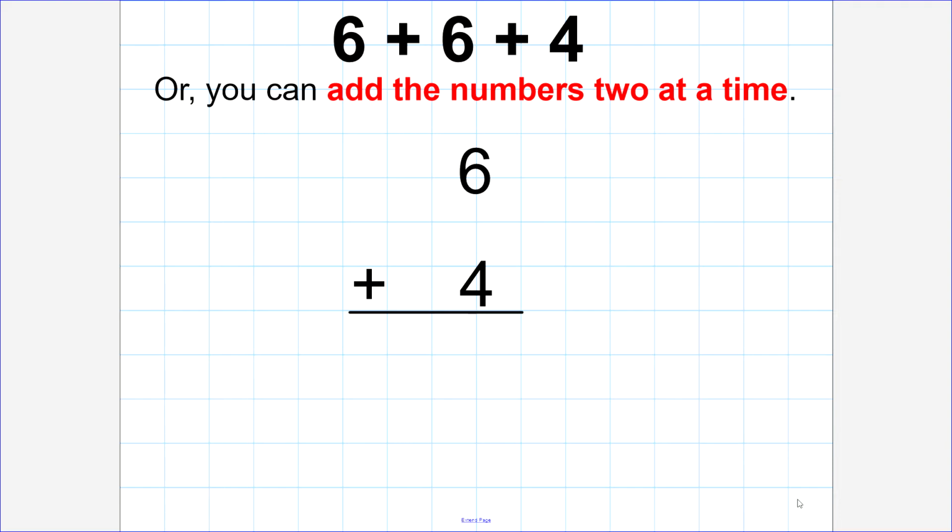I'm going to go ahead and start by adding 6 and 4, which are each addends in the problem 6 plus 6 plus 4. I've chosen to add 6 plus 4 first because I know that 6 and 4 make a 10.